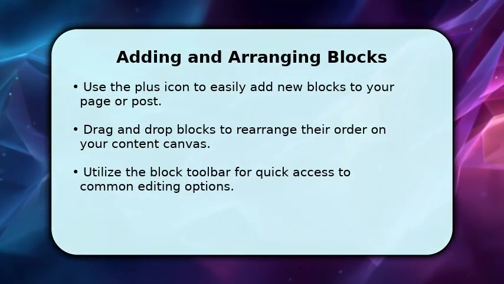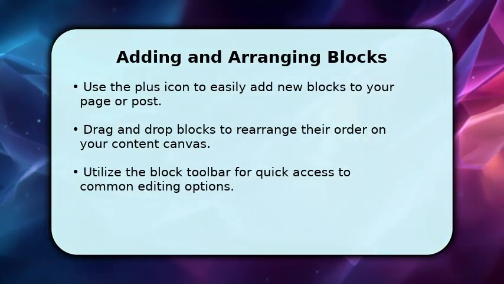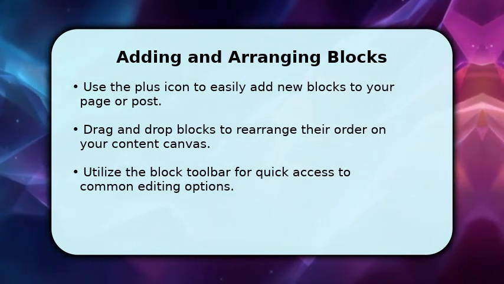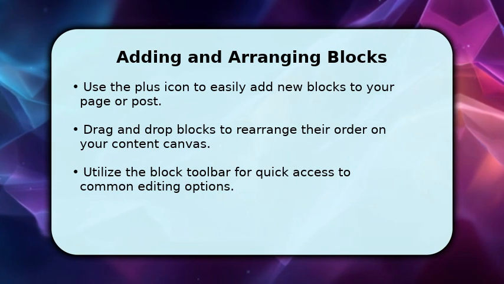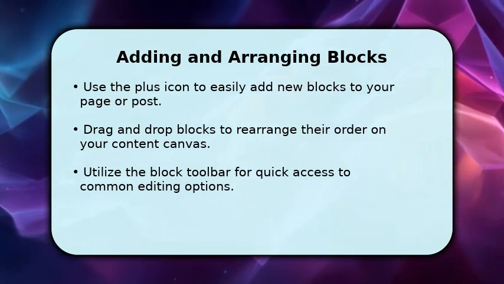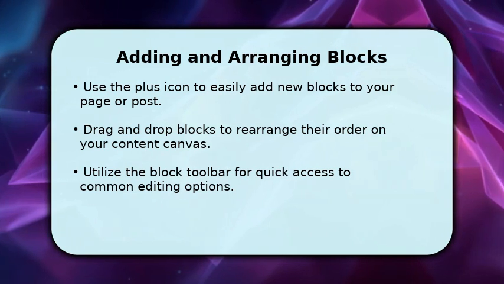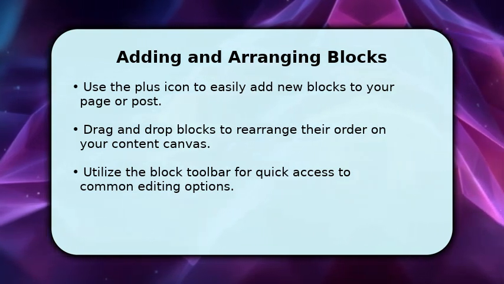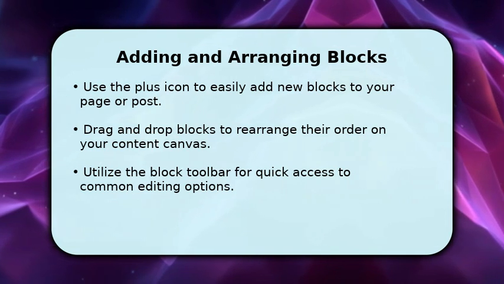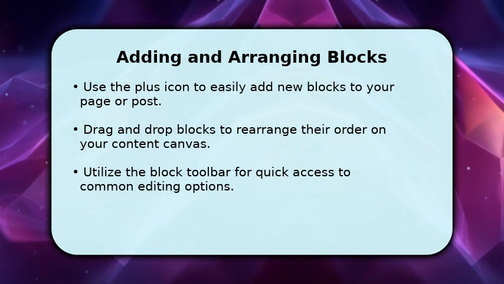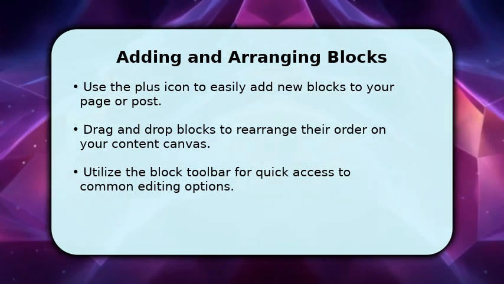Adding blocks is incredibly straightforward. Simply click the plus icon, often found in the top left or within the content area, to open the block library. From there, you can select the specific type of content you wish to add. Rearranging blocks is just as easy. Simply drag and drop them into your desired position on the page. The intuitive block toolbar also provides quick access to common editing options, helping you manage your content with ease and precision.